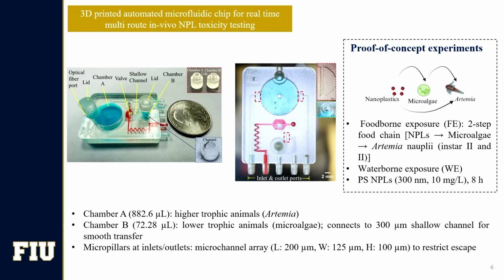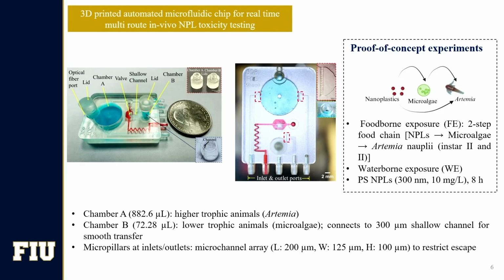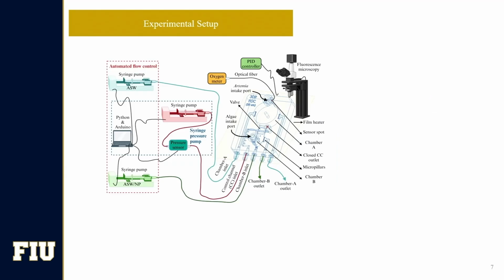So the big chamber, Chamber A, is for the higher trophic animals. Chamber B was for the lower trophic animals. Here it was microalgae. And then we had micro pillars that were a pain in the neck to put in as a technical challenge to stop the algae. So we wanted to control when the Artemia were exposed to the algae and when not. So we were controlling what the exposure was.